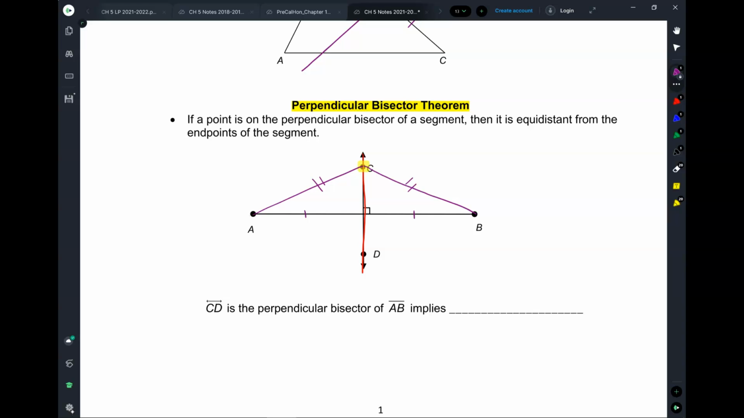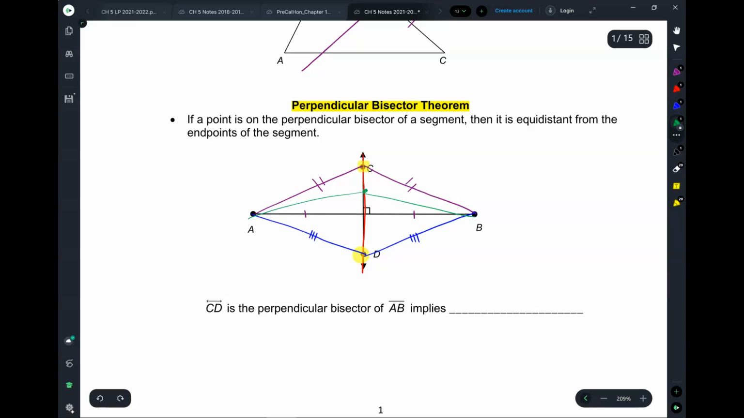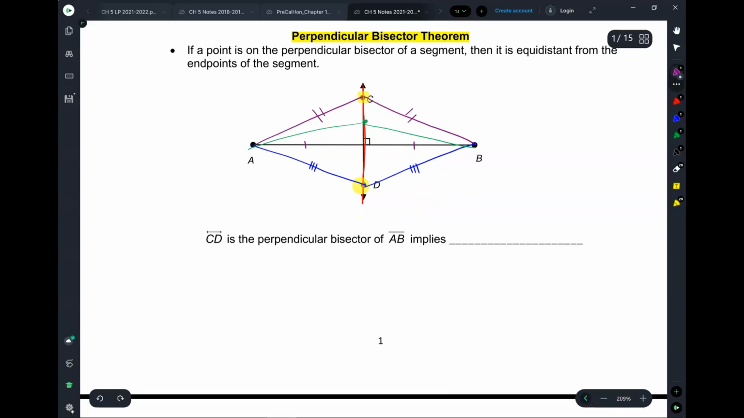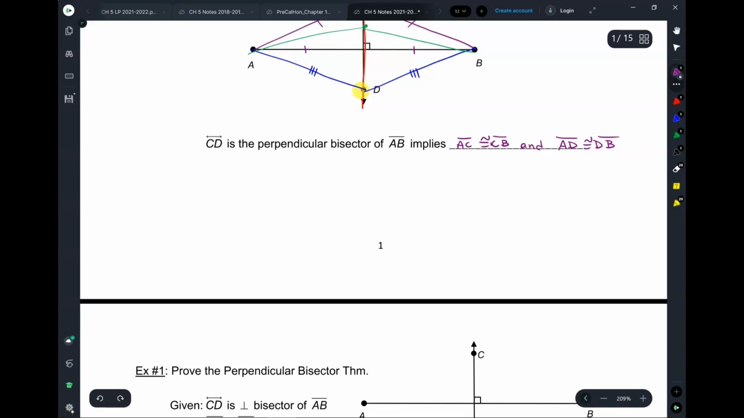Okay? Now, if you choose any other point, like D on the bottom, and you draw a line to one endpoint of the segment and to the other endpoint, those two are also going to be congruent. Like I was saying before, if I close my eyes and pick a random point, it's going to be the same distance from one endpoint and then to the other endpoint. So if CD is the perpendicular bisector of AB, that means AC is congruent to CB and AD is congruent to DB. Okay? All right.